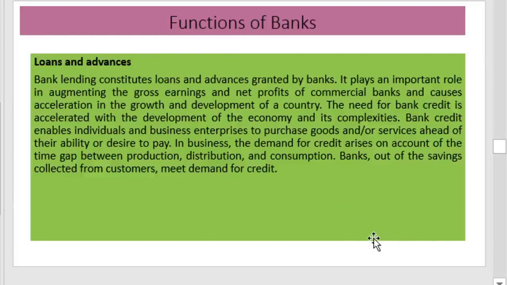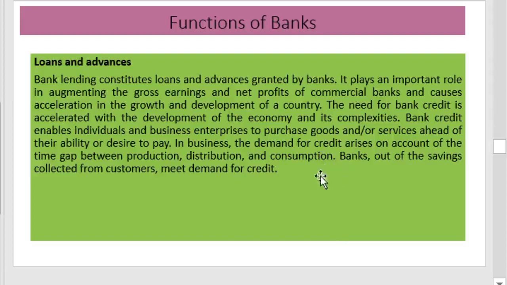The first important primary function is accepting deposits, and we have explained the different types of deposits. The second important function is making loans and advances, or provision of loans and advances. Bank lending constitutes loans and advances granted by the bank. It plays an important role in augmenting the gross earnings and net profits of the commercial banks, and causes acceleration in the growth and development of the country.